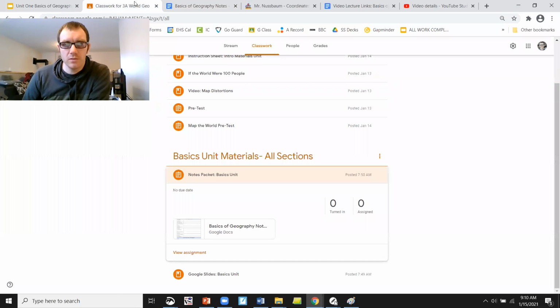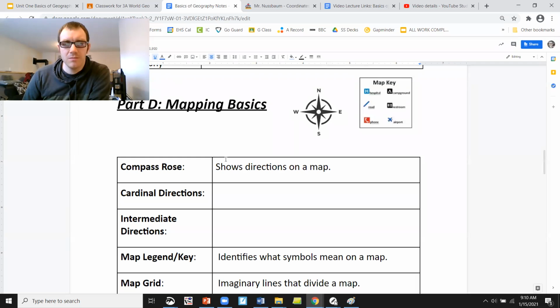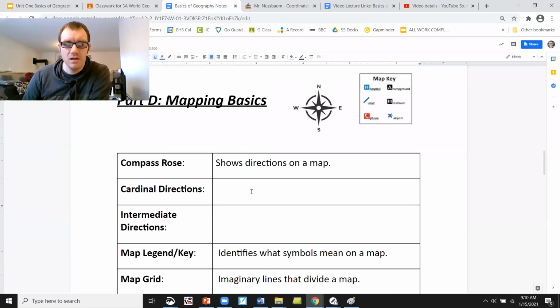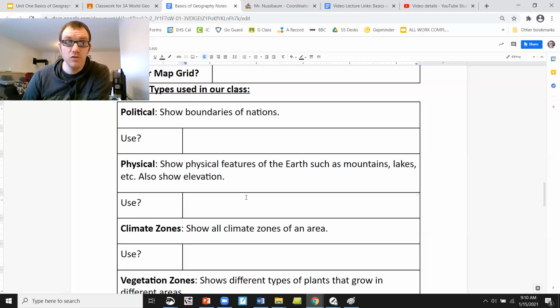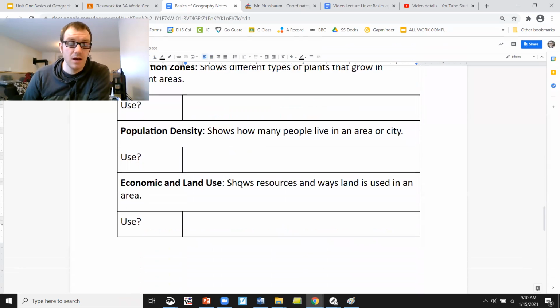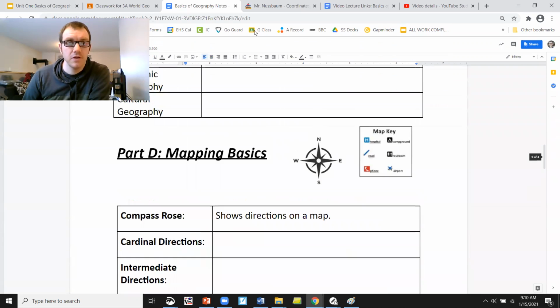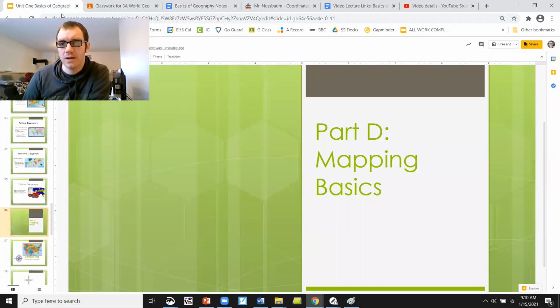So, we're on the Google Classroom, classwork, go down to notes. We're going to be down to the mapping basics section D here, and you'll just fill some of these notes in as we go along. When we get to the maps, just fill in some of your ideas for how you might use these types of maps and who might use these types of maps as we go along here. So here we go. Should be pretty quick.